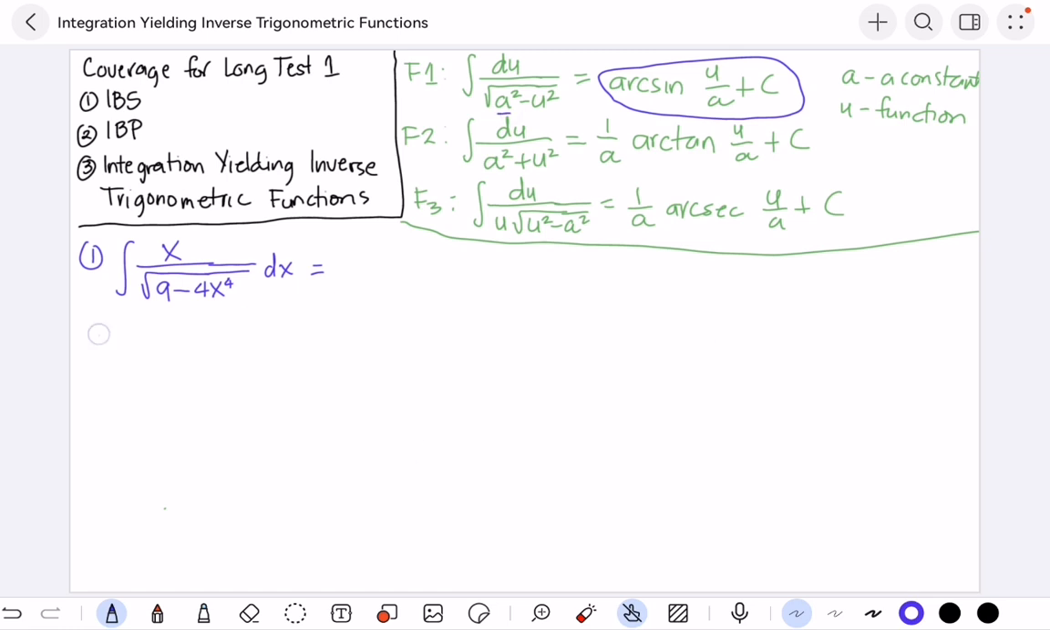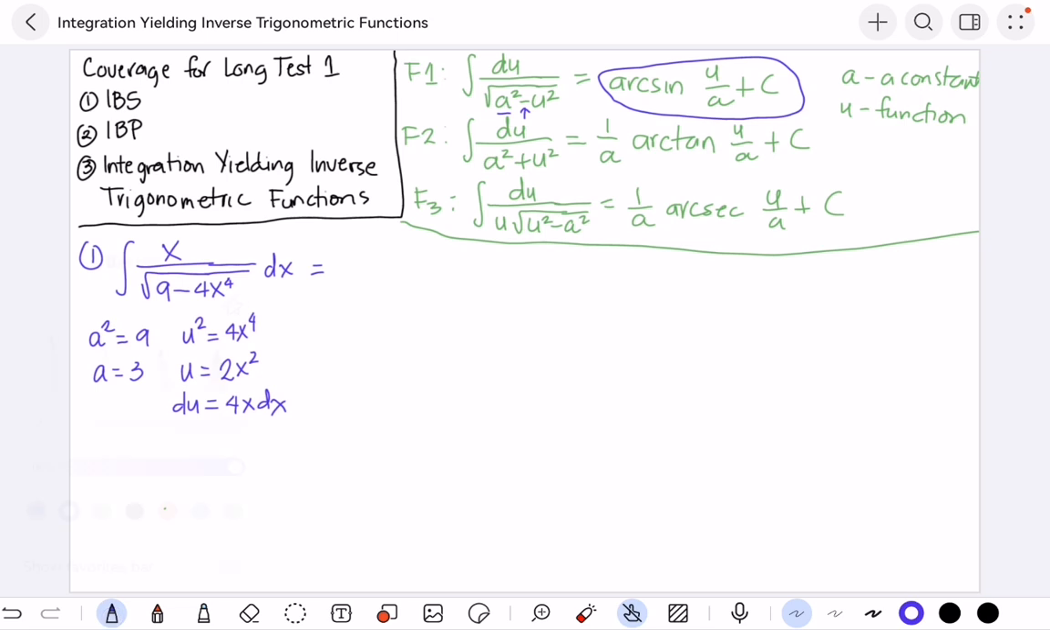Before that, I can actually identify a square. A square is everything before minus. So a square is 9, therefore your a is 3. Your u square is everything after minus, so this must be 4x to the 4th. Therefore, u is equal to 2x squared, and thus du is 4x dx.